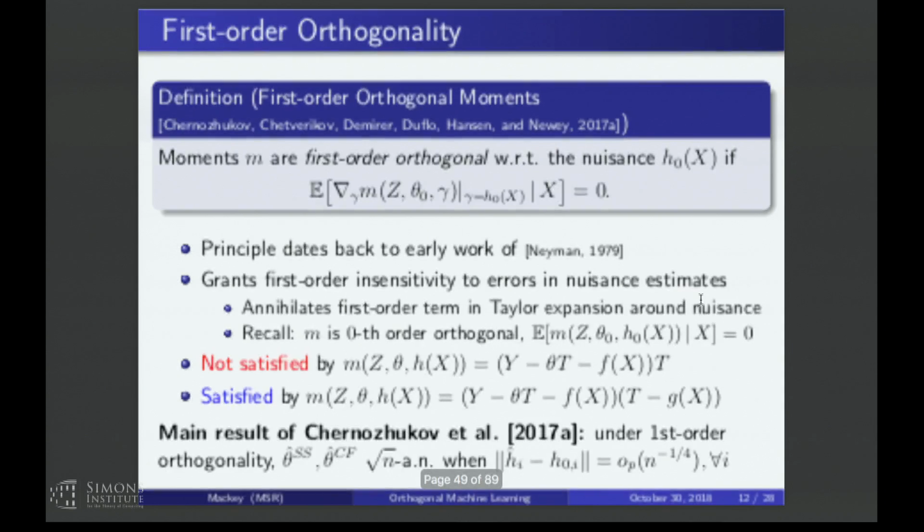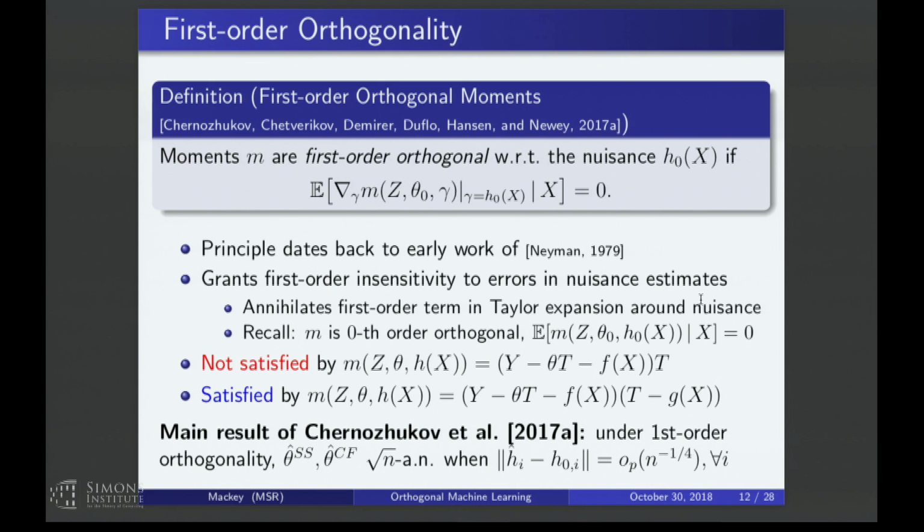Okay, and so the main result of Chernozhukov et al. in this setting is that if I can get n to the minus 1/4 estimates of the nuisance, and I use first order orthogonality for my moments, then I get root n asymptotic normality. So instead of having to fit all my parameters well at root n rates, I only need n to the minus 1/4 rates, and life is still good.